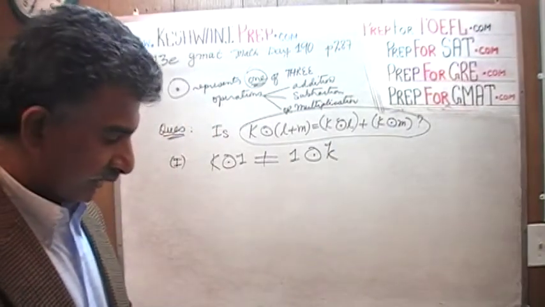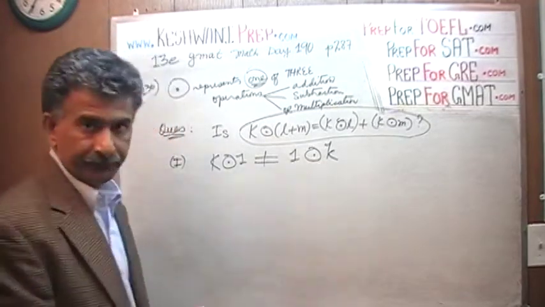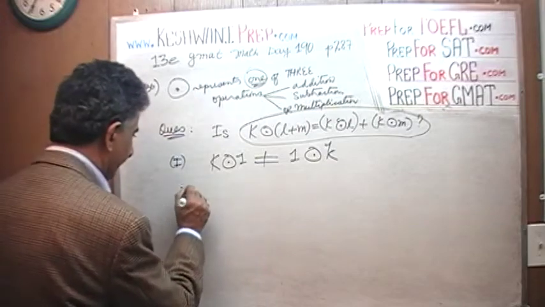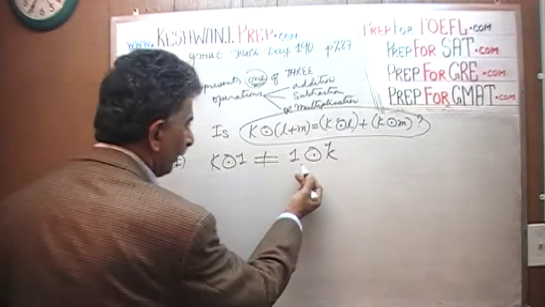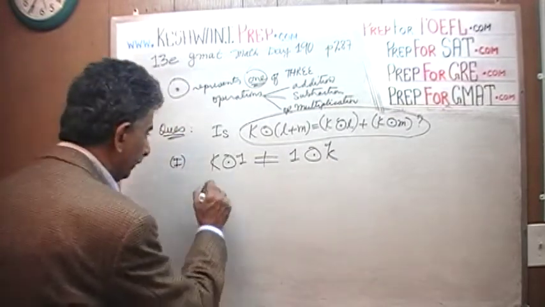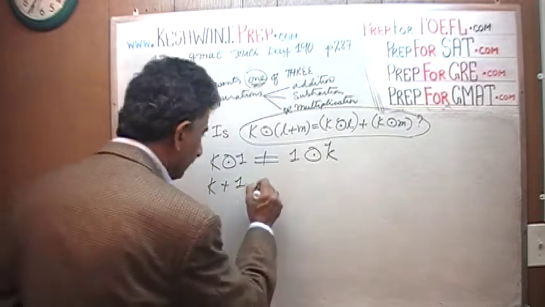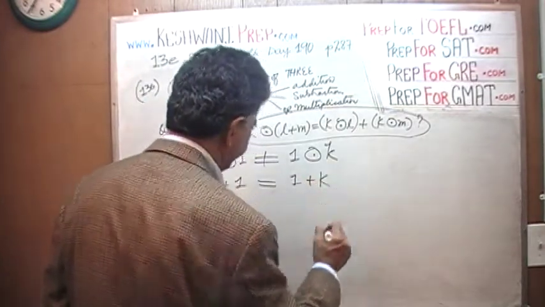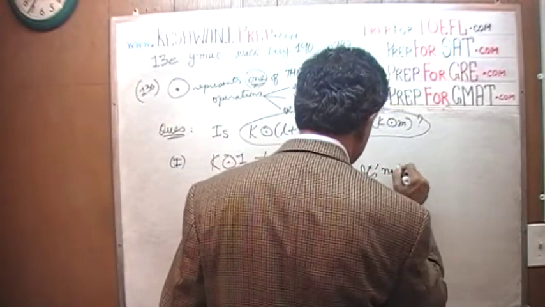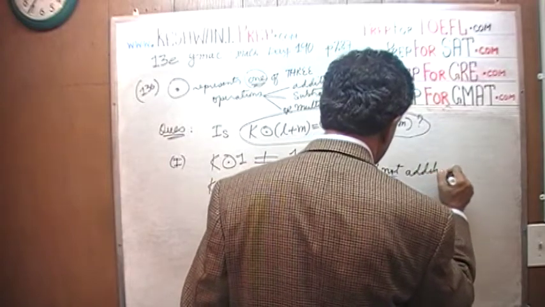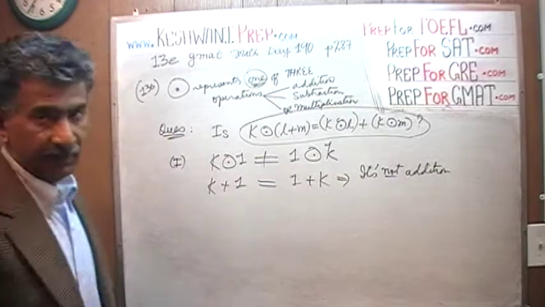In the first statement, they tell us that k dot 1 does not equal 1 dot k. But we know that k plus 1, if we had a number k and we were to add 1 to it, would equal 1 plus k. That implies that it's not addition, because had it been addition, this would have been true, because they're telling us it's not equal.